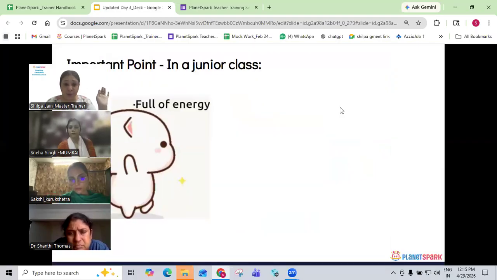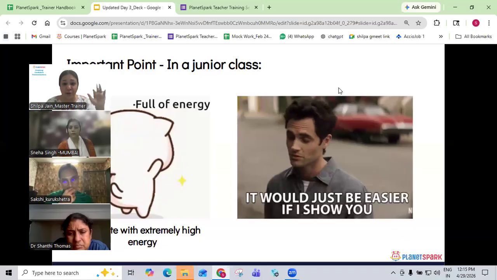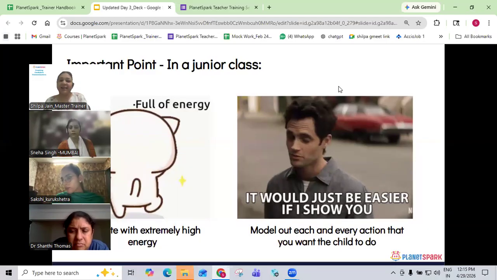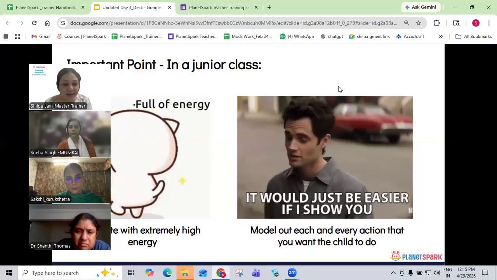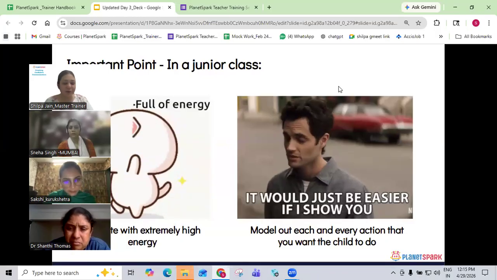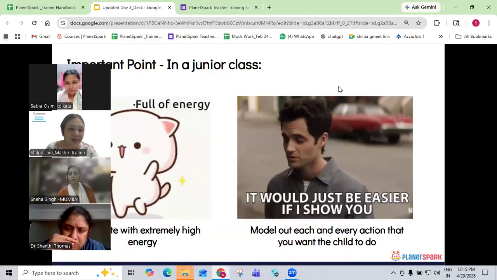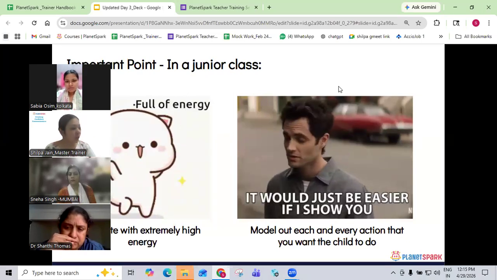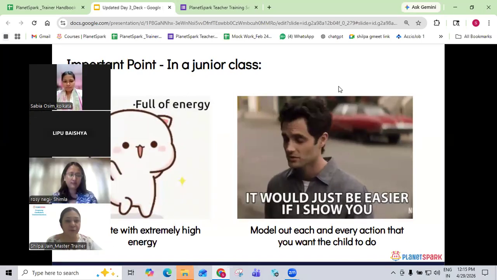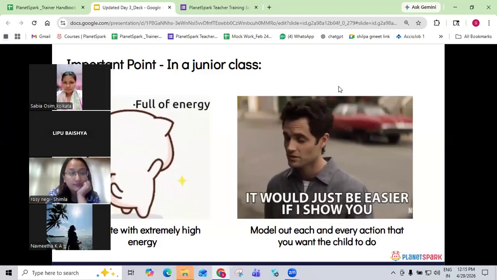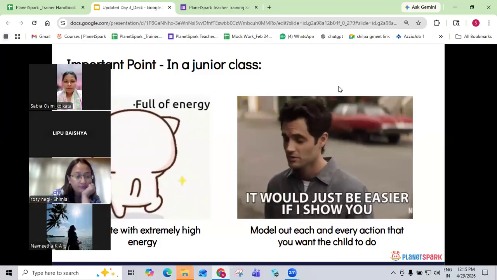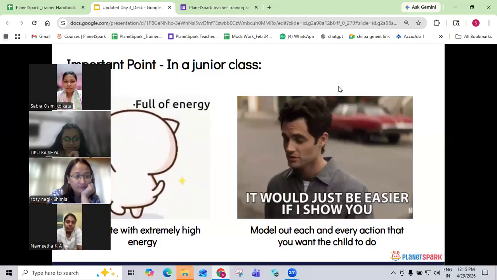Now, a few things to remember in a junior class. Who would like to explain this slide to me? Not just read the slide, but explain the slide like I do. I want one of you to explain the slide to your fellow mates. Sabia, please go ahead. Something that you have to take care of when you are dealing with a junior category student. Okay, ma'am, do I need to first read it? Choice is yours. If you want, you can give it a quick read and then explain it to all the fellow mates.